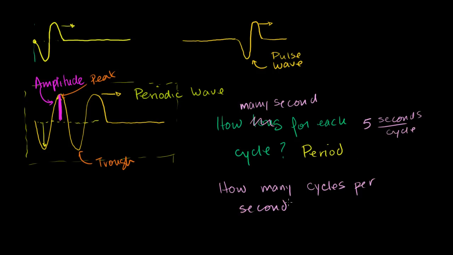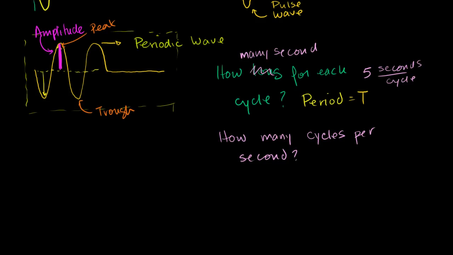But then what if we were asked how many cycles per second? So we're asking the opposite question. Not how long, how many seconds does it take for me to go up, down, and back again. We're saying in each second, how many times am I going up, down, back again? So how many cycles per second, that's the inverse of period. So period, the notation is normally a big capital T for period. This is frequency. Frequency, it's normally denoted by an F. And this you're going to say cycles per second.